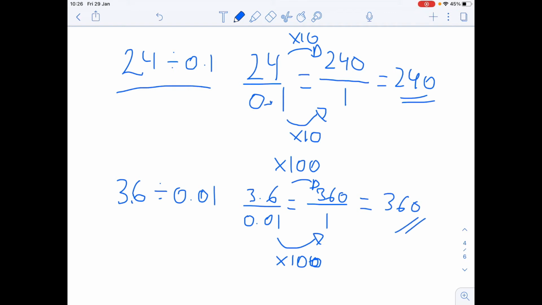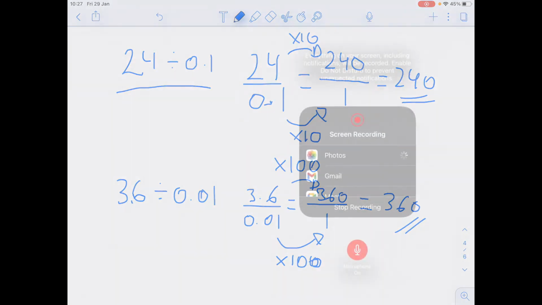So there you have it. Either the reciprocal method or the equivalent fraction method when dividing by decimals of 10 or fractions of 10, so 0.1, 0.01, 0.001, works. Whichever one you prefer to do, that is fine, that's okay.